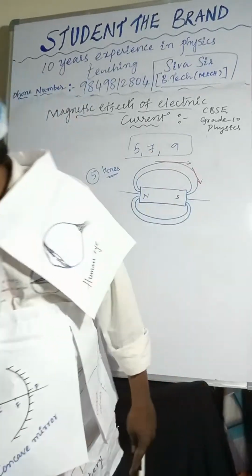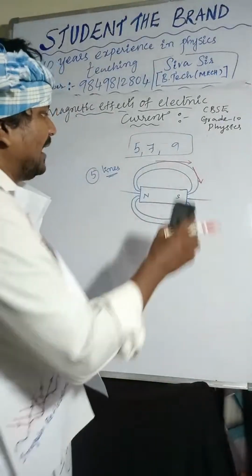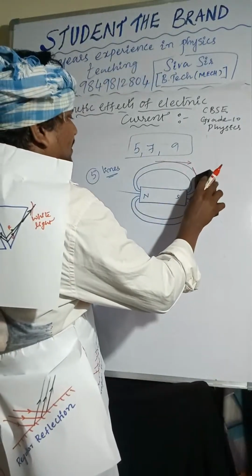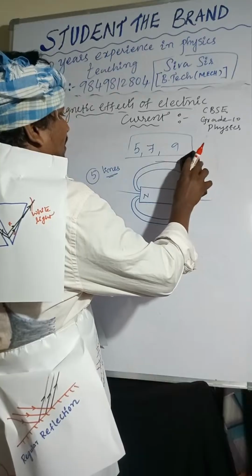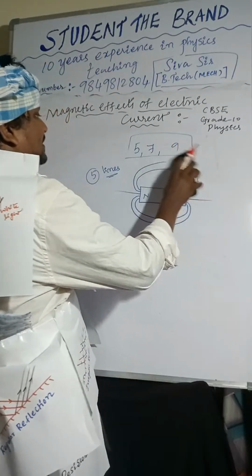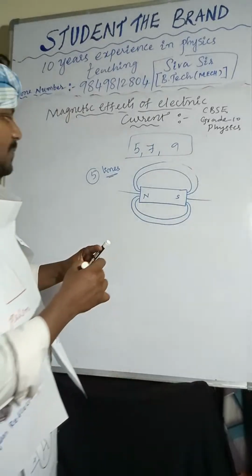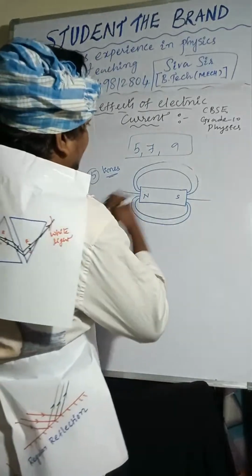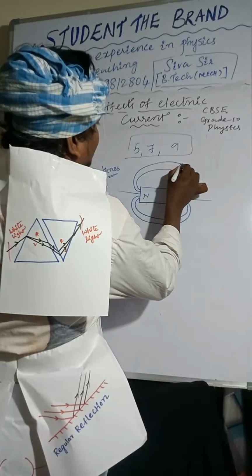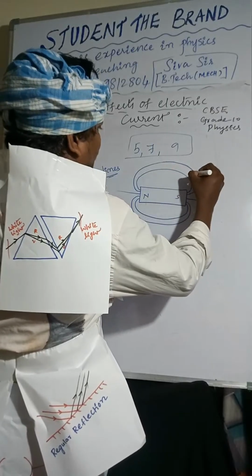Okay, done. Now, I already said you are taking 5 lines. This is the 5 lines diagram I'm taking, and I'll also draw the 7 lines diagram. See which one is better, you can decide. The appearance of the diagram is very, very important.